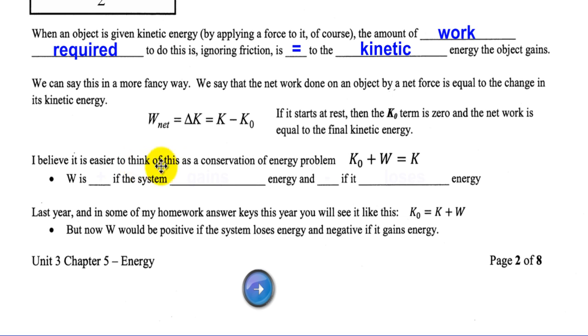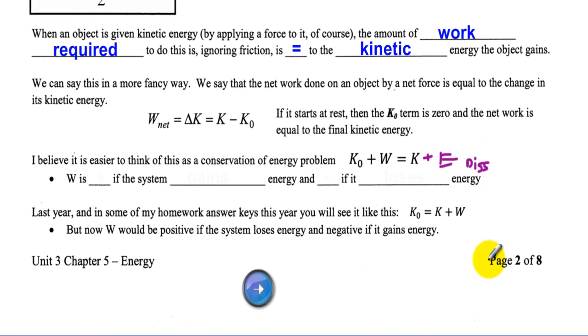I believe it's easier to think of this as a conservation of energy problem where your initial energy plus work equals kinetic energy. Now last year, if you remember, we didn't really use work in an equation. We would use, it's hard to write with a mouse, right? We would use E dis over here on this side.